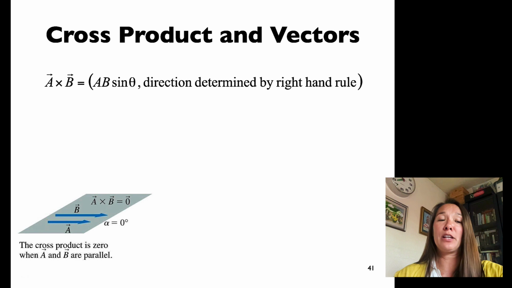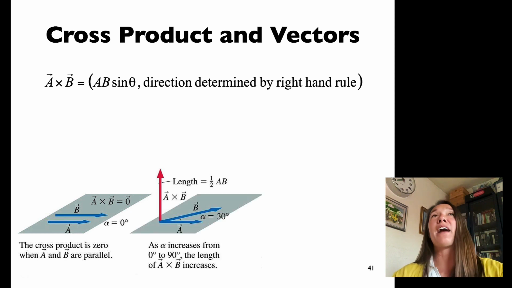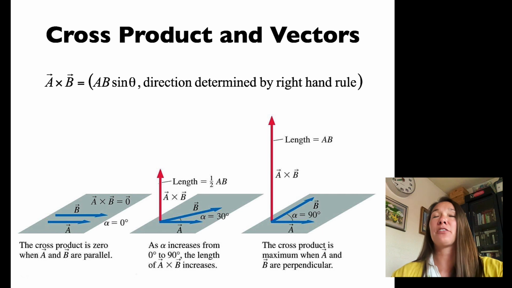Just as a side note, if vectors are parallel, because it's a sine, the sine of 0 is going to give you 0, so parallel vectors in a cross product give you nothing. If you have an angle between 0 and 90, that's going to be smaller than A times B, and if they're perpendicular to each other, you end up with just AB, because remember the sine of 90 is 1.